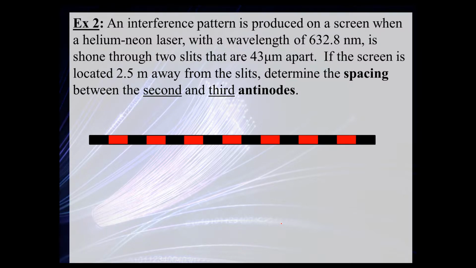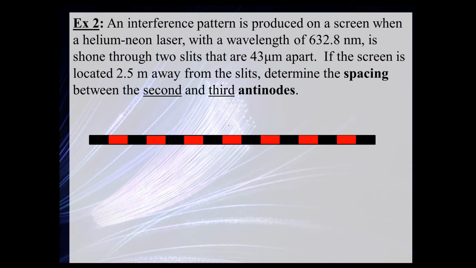Second example. An interference pattern is produced on a screen when a helium neon laser with a wavelength of 632.8 nanometers, that's pretty much in the red range, is shone through two slits that are 43 micrometers apart. If the screen is located 2.5 meters away from the slits, determine the spacing between the second and third antinodes.